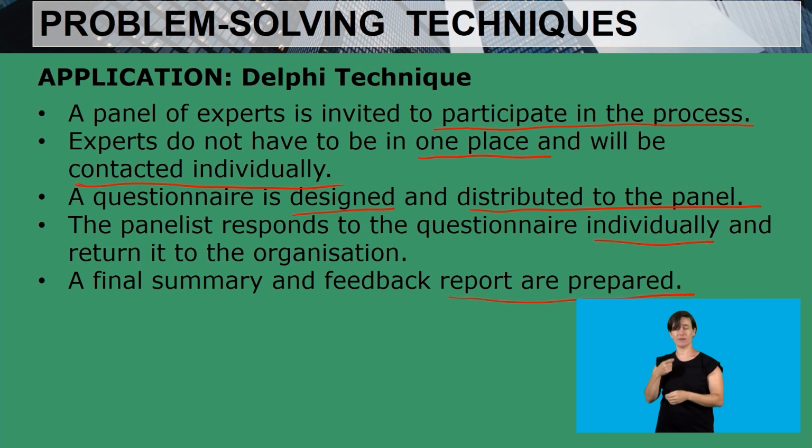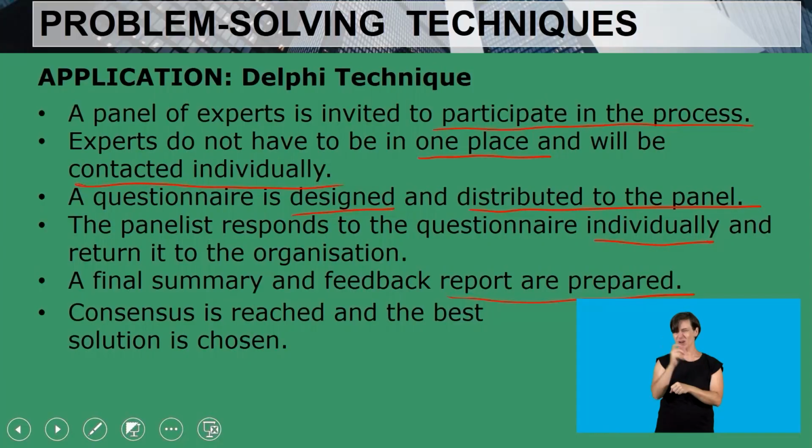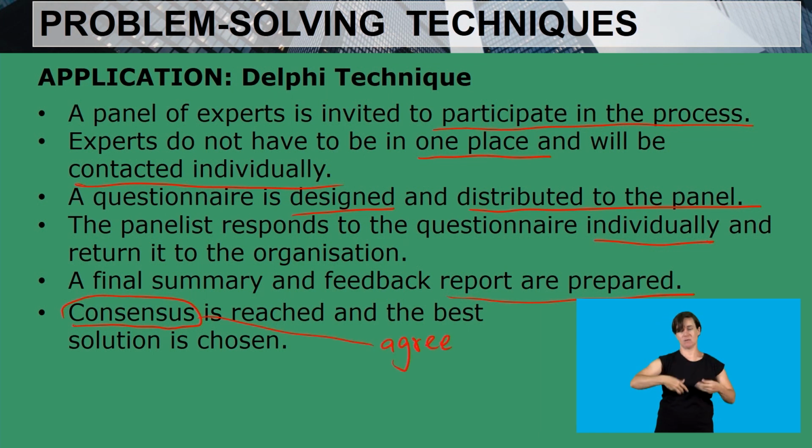If you're not happy, we're going to take it back to the experts again to say, okay, we're not happy with the response. We need a further response. Then eventually consensus is reached and the best solution is chosen. What do we mean by consensus? Consensus is another word for an agreement. So a consensus is going to be reached and the best solution is chosen.